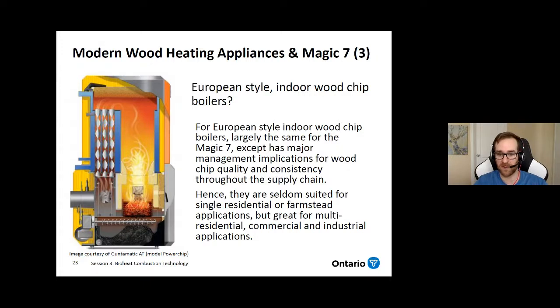So I wouldn't recommend them for residential or farmstead application unless you would handle chipping, storing, drying, and removing the fines yourself, as we've seen in the second session. But they're a great type of appliance for large multi-residential, commercial, and industrial applications. When you go into economies of scale, the price of wood chip is a lot lower than wood pellets. So that's when you would be able to recuperate the higher capital costs for these indoor wood chip boilers.